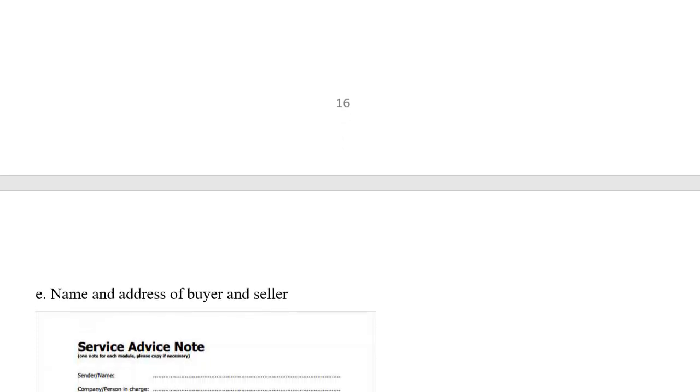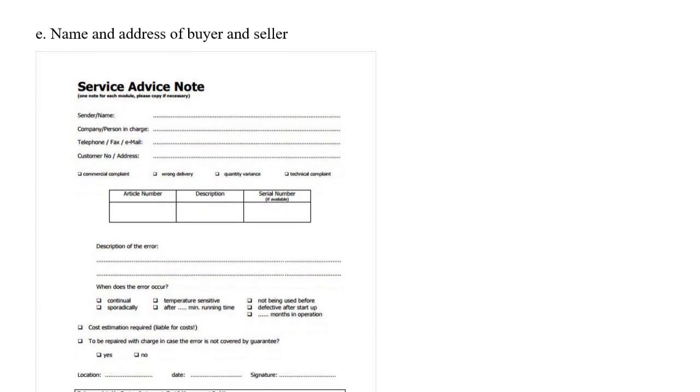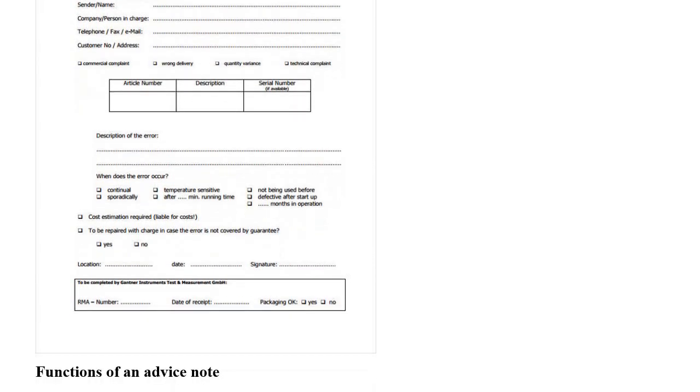It also contains the name and address of the buyer. So here is an example of an advice note. As we can see, it looks that way.